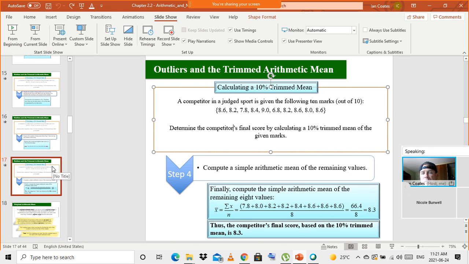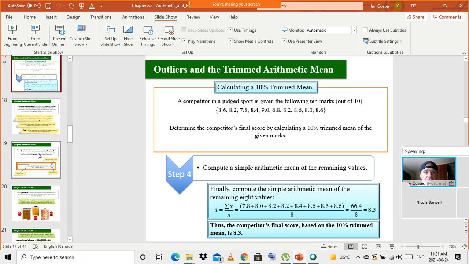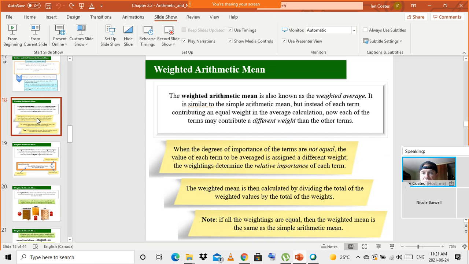So that's what we call a trimmed mean. I'm only going to go for a 10% trimmed mean as far as I know. But that's what we're looking for there. So the 4 steps, not too bad. And look at that, we're already halfway through. Told you, it's not too bad.